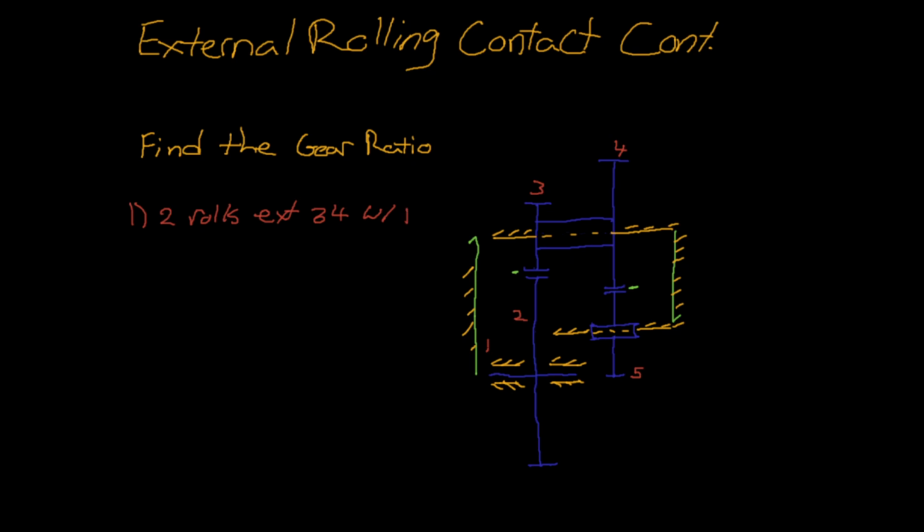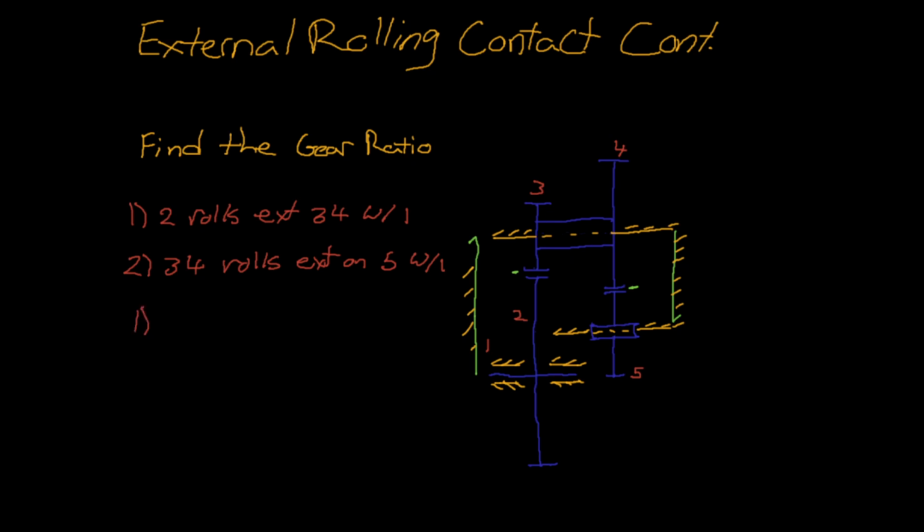So that's the first one. And the second one is gear 3, 4 rolls externally on 5, also with respect to arm 1, which is the ground. Now let's express these mathematically. We'll start with equation 1.